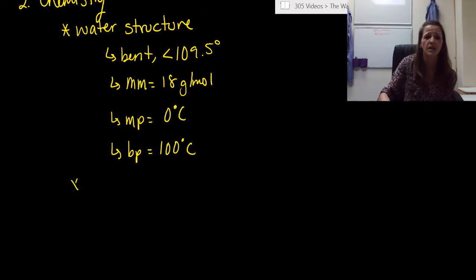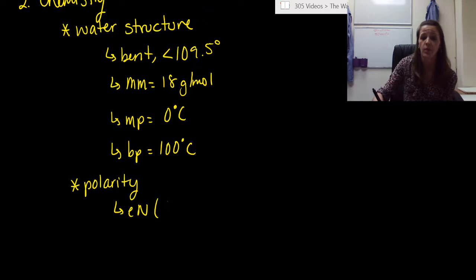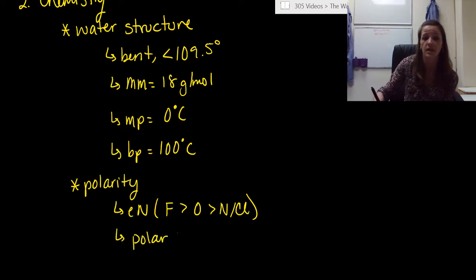After that, we moved on and talked about polarity. So when we talked about polarity, we had three different categories. We had electronegativity, where we talked about how fluorine was more electronegative than oxygen, more electronegative than nitrogen, which is tied in third place with chlorine. We also talked about if you could have polar bonds.